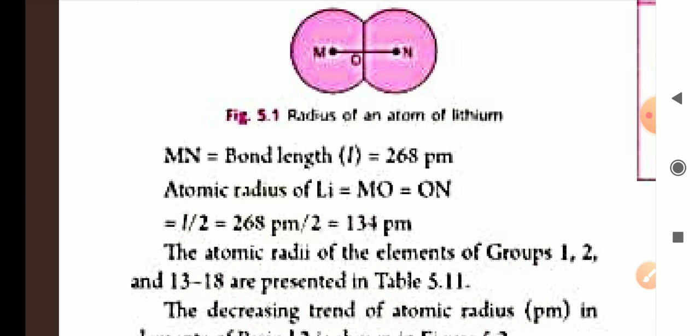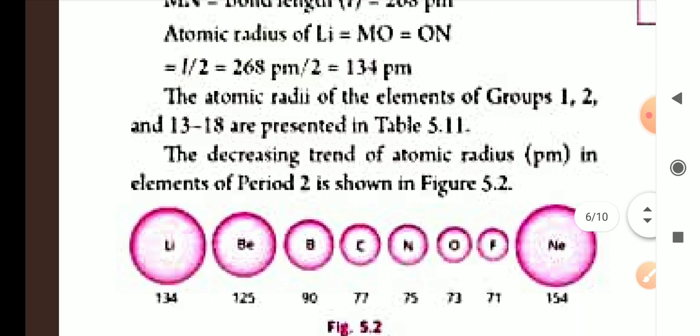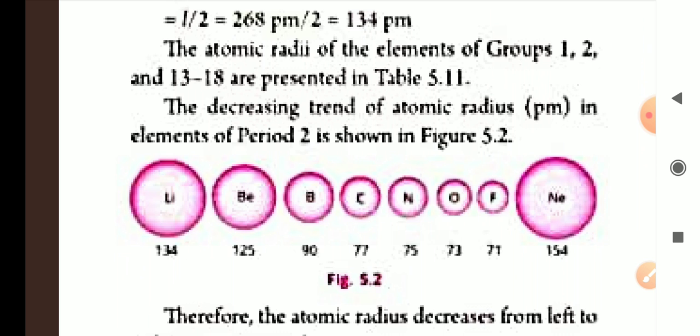The atomic radii of the elements of groups 1, 2 and 13 are presented in Table 5.11. We do not need to remember the atomic radius values. We should only remember how it increases or decreases along a period, and whether it increases or decreases on coming down a group. If we go from left to right in a period, the atomic radius decreases, then again it increases when it comes to the noble gas.